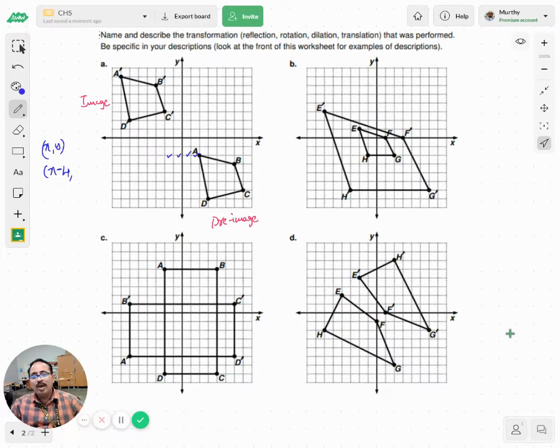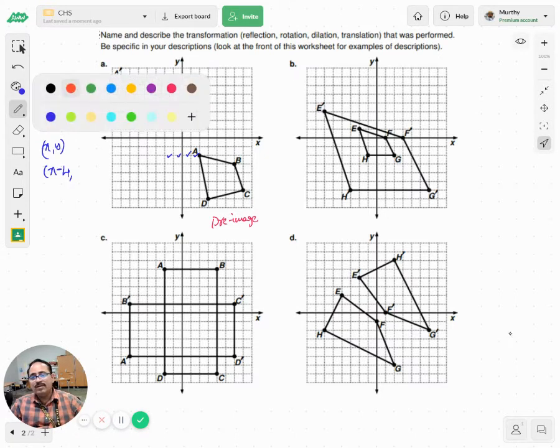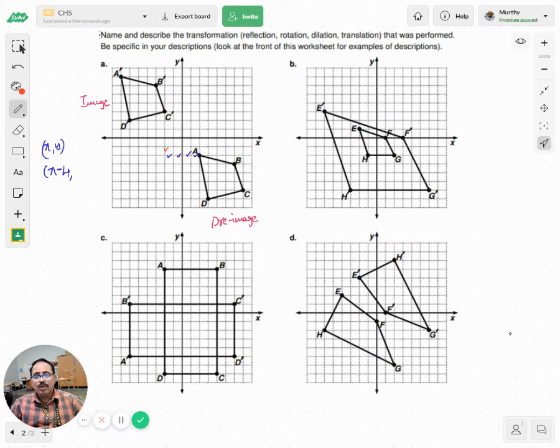And it moved up. Let me use a different color. So 1 block, second block, third block, fourth block, and then fifth block. Therefore, y moved up. Up means it is positive, therefore y plus 5. This is my translation done.